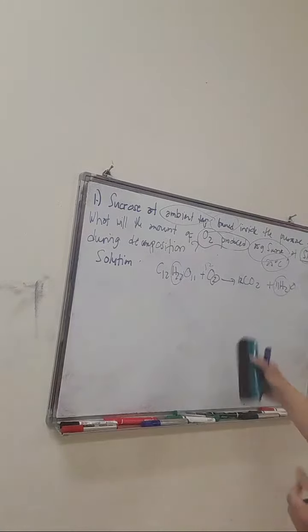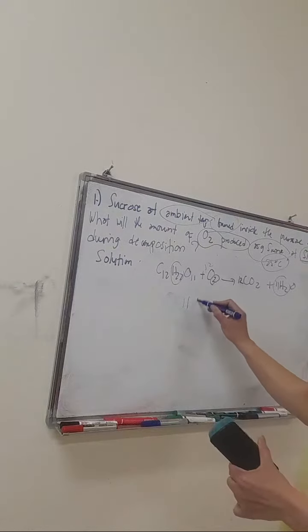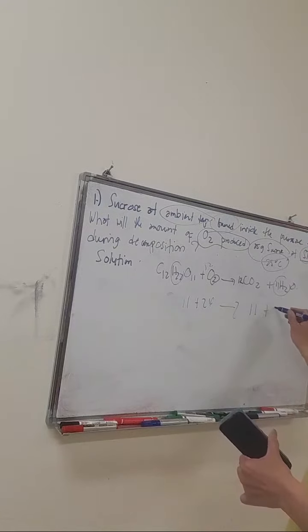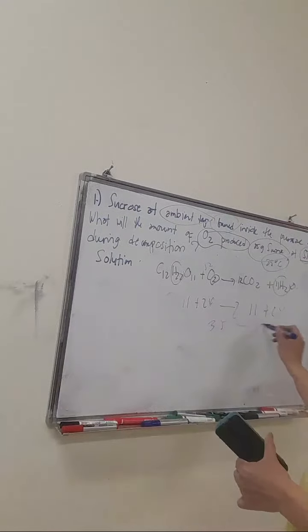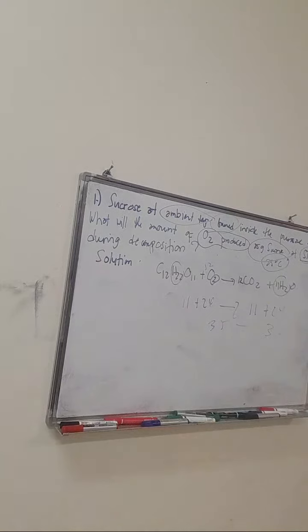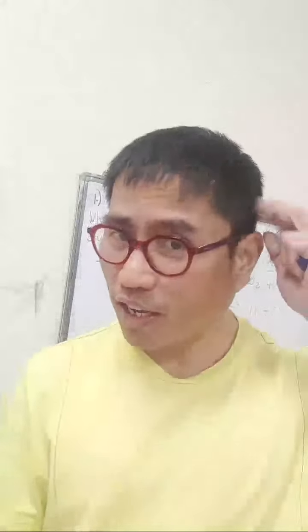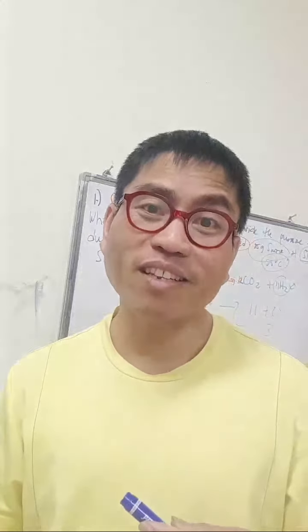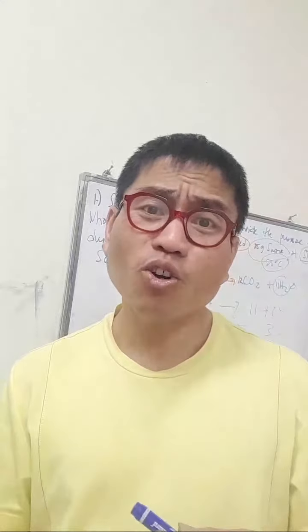Balance the oxygen: how many? 11 plus 24, 35. Perfect! I advise you, chemical engineering students, to make your solution very clean, just like this, because my computation got messy.